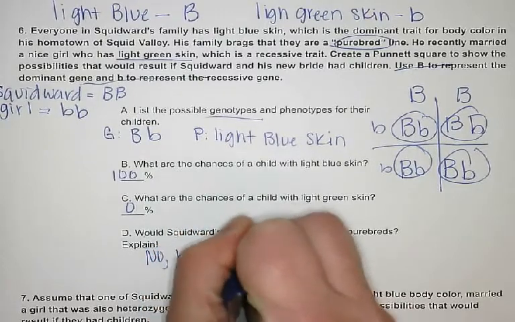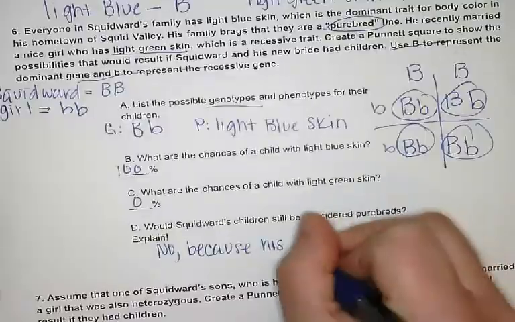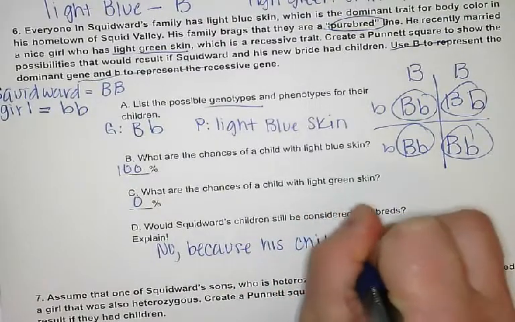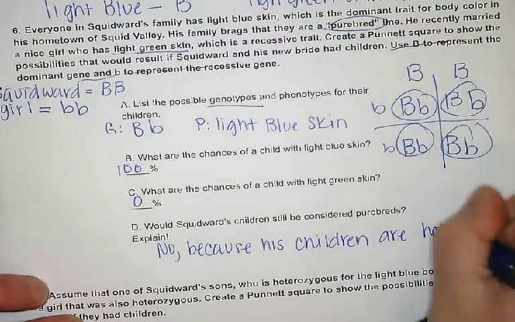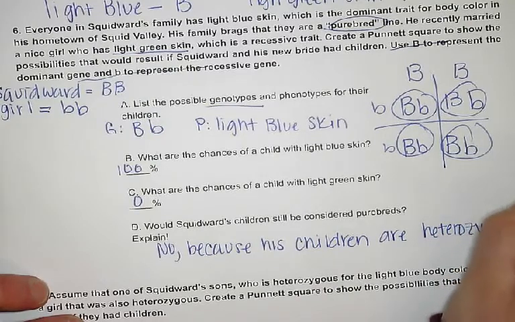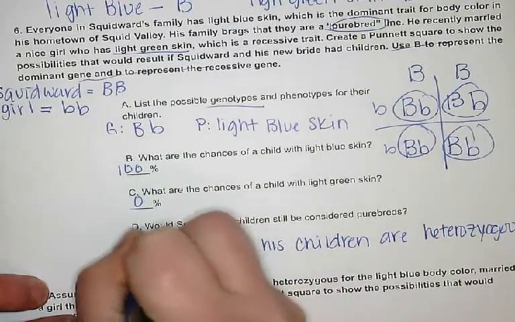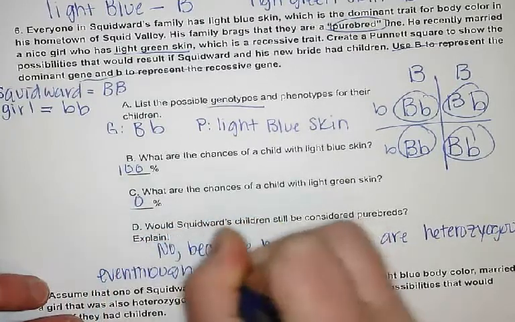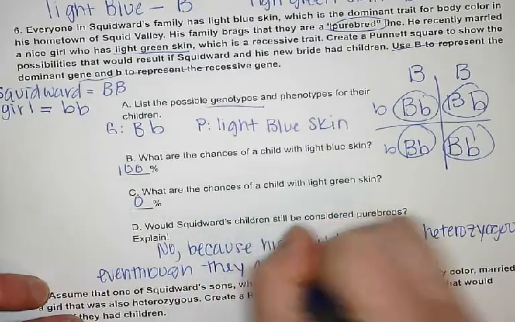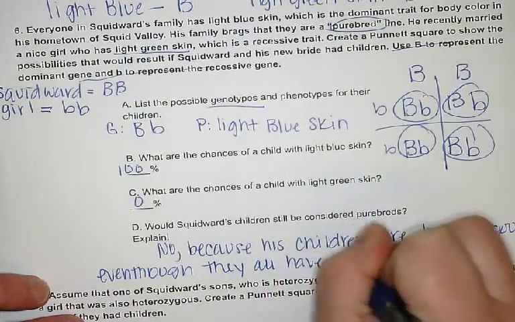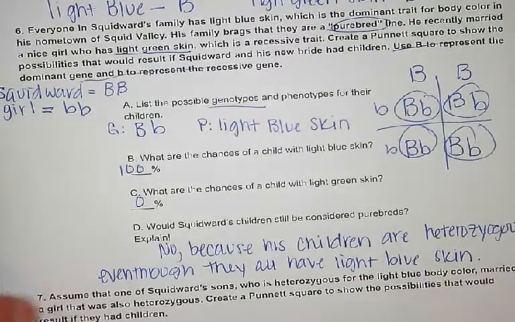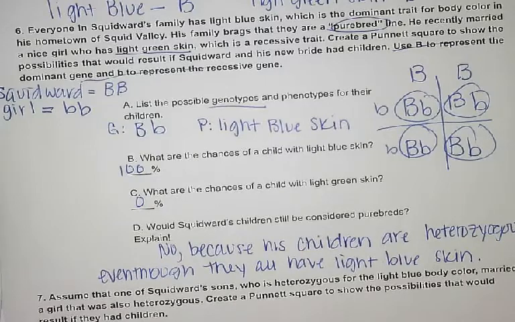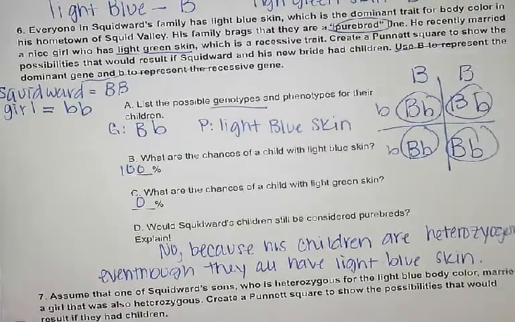Because his children are heterozygous, even though they all have light blue skin. Okay. You do 7 and I will do 8.